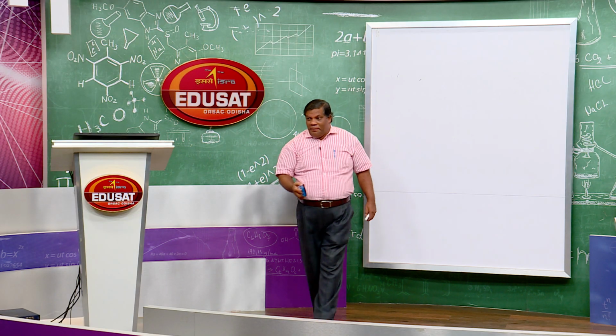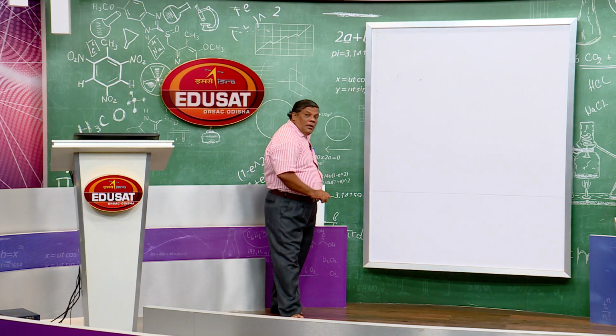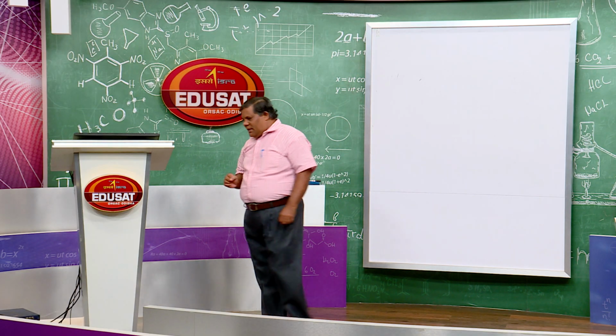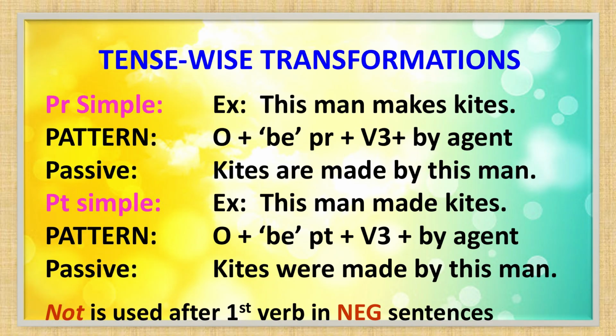What are the things required for transformation of sentences? For transformation of sentences, we actually require a subject, we require an object, we require a verb. The sentence must be in its SVO form, that is subject, verb, then object form. The verb must be a transitive one, it should carry an object.